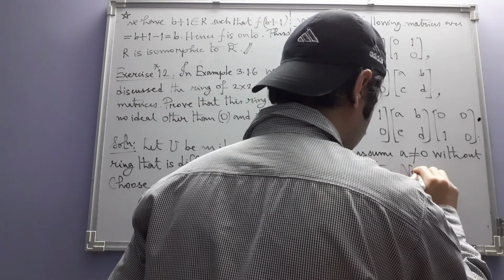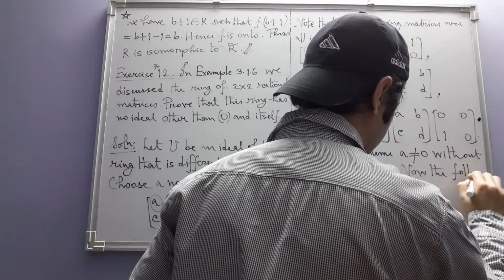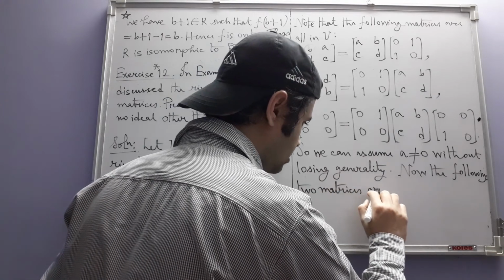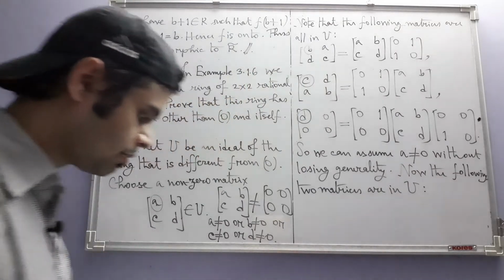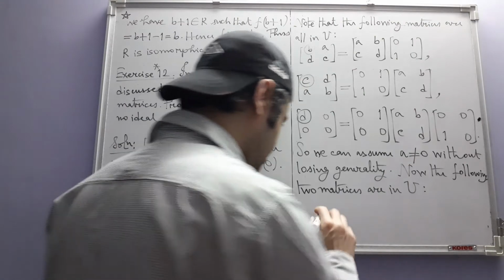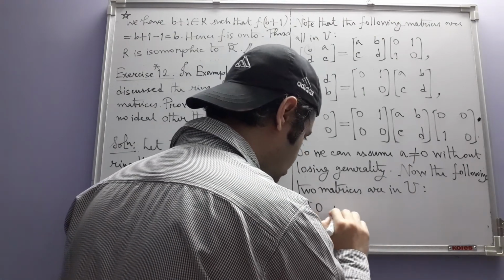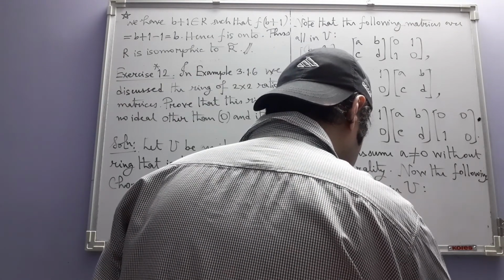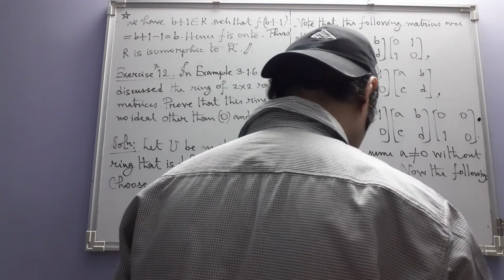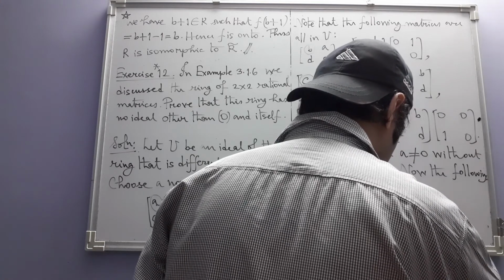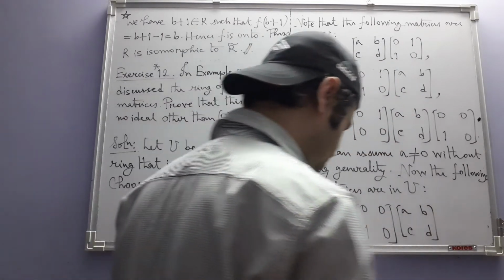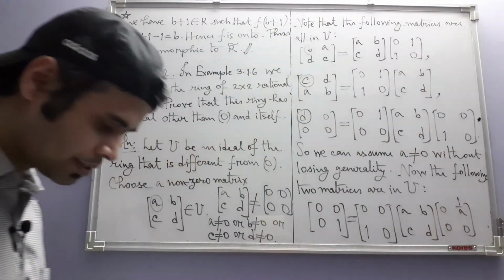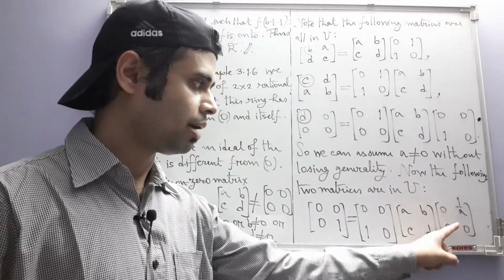Now, the following two matrices are in U. Again we are going to carry out some similar calculations like these ones. And what are those calculations? (0 0; 0 1)... this is equal to (0 0; 1 0) times (A B; C D) times (0 1/A; 0 0). Note that this matrix exists, it makes sense because A is non-zero. So 1 by A is a rational number.